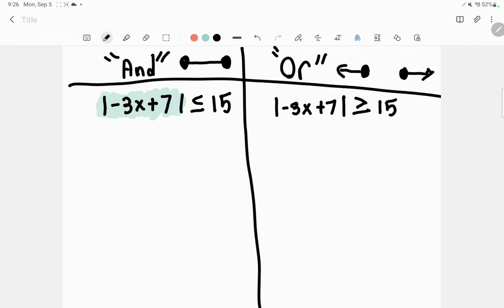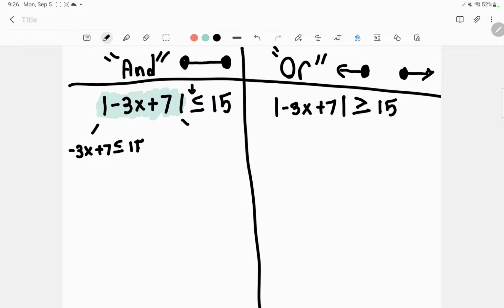That's an n problem. The way I know it's an n problem is because the closed area of my inequality is looking towards my absolute value. So I'm going to write both of my equations. I'm just going to take out the line for the first one, and I'm going to write exactly the same thing that I see.